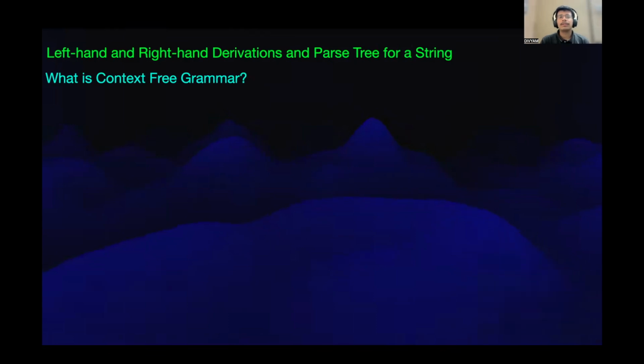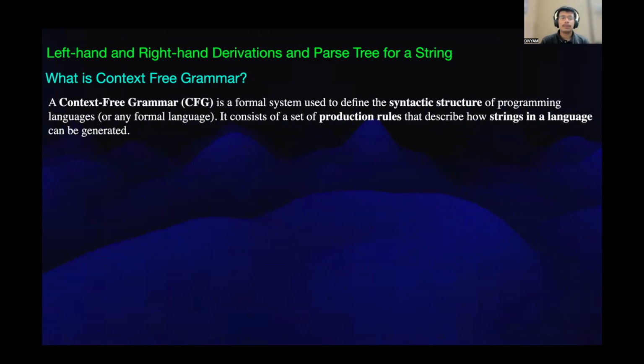First of all, what is context-free grammar? Context-free grammar is a formal system used to define the syntactic structure of programming languages or any other format. It consists of production rules that describe how string in a language can be generated.